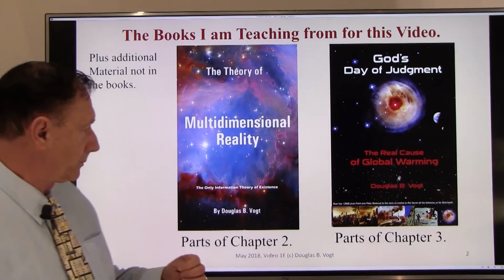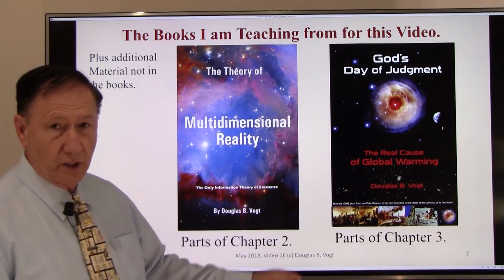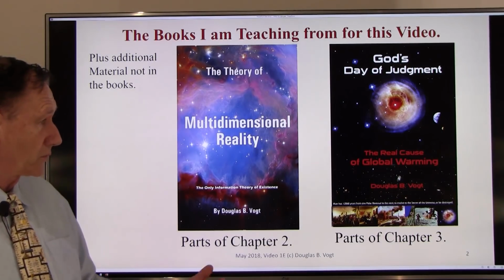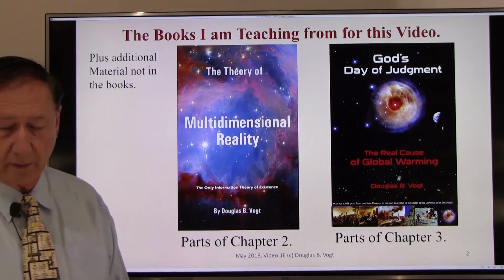I'll be going through parts of Chapter 3 from God's Judgement and Chapter 2 from The Theory of Multidimensional Reality, both books you can get from Amazon or directly from the publisher.